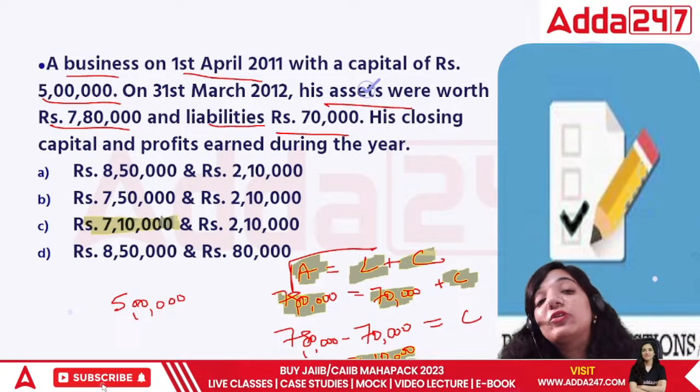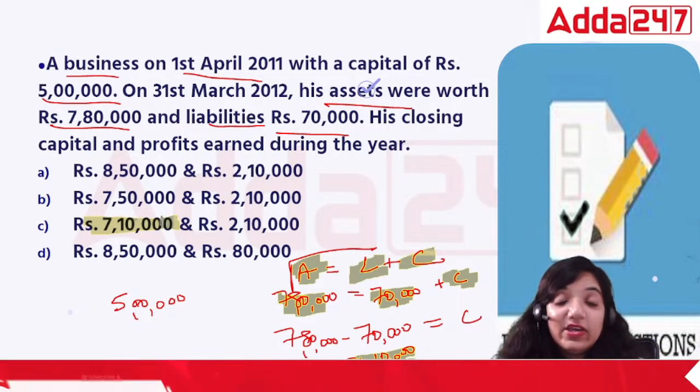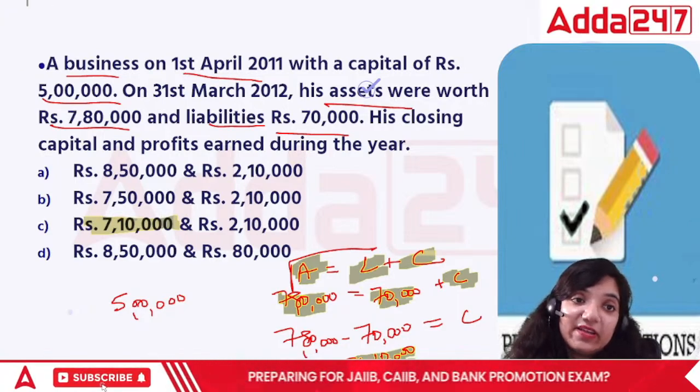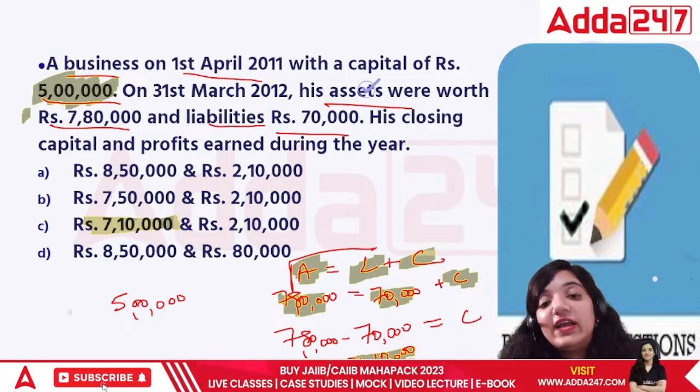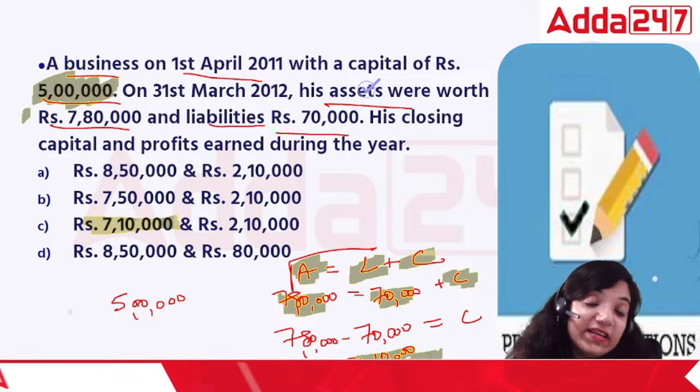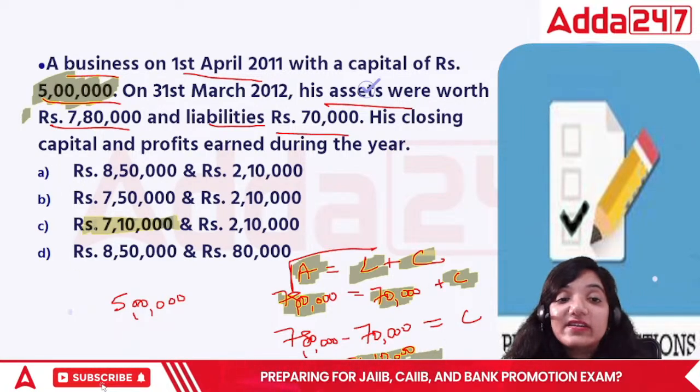And they are also asking what is the profit that you have got. You started with 5 lakh rupees in the beginning. In terms of the accounting equation, you started with 5 lakh rupees and you have reached 7 lakh 10,000. So technically you have added 2 lakh 10,000 in terms of your profit only.